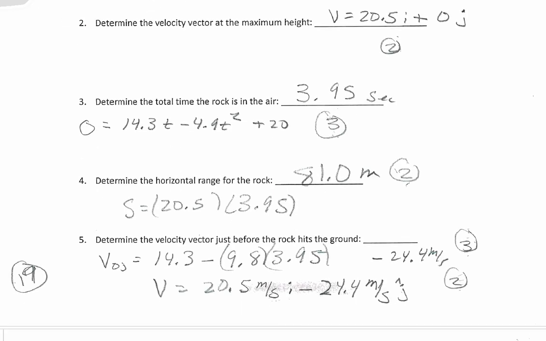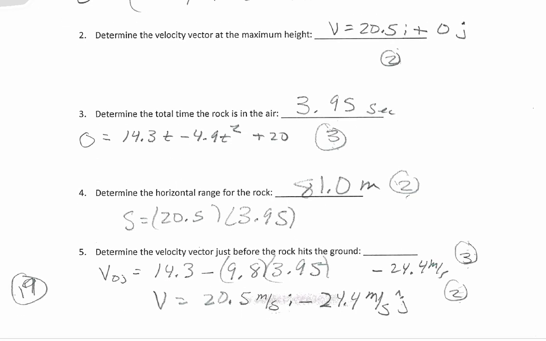Determine the velocity vector just before the rock hits the ground. Now, in this case, it will have i velocity and j velocity, but I need to calculate my j velocity. So I know its beginning velocity is 14.3 meters per second. So I'm going to use v final equals v initial plus at, so 14.3 minus 9.8, which is the gravity acceleration, times the total time it's in the air, 3.95. That gives me a final velocity in the y direction of negative 24.4 meters per second.